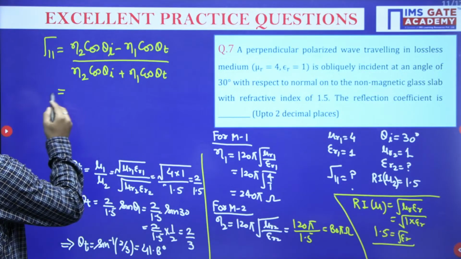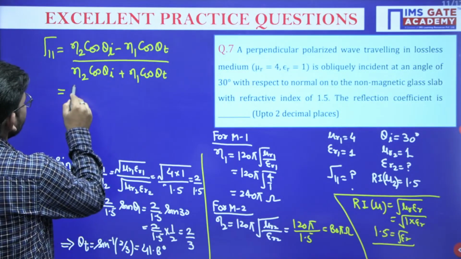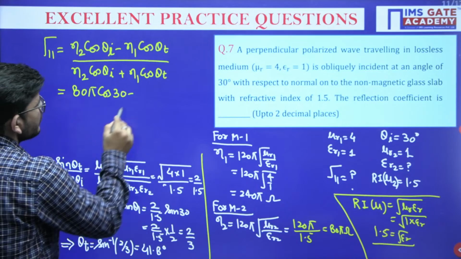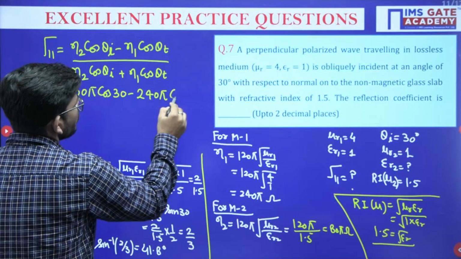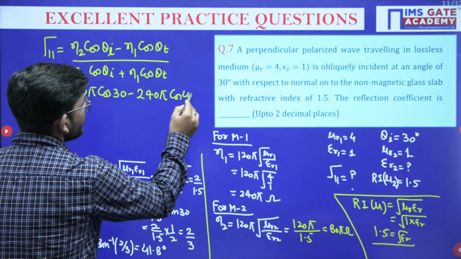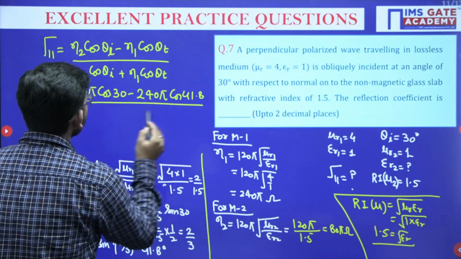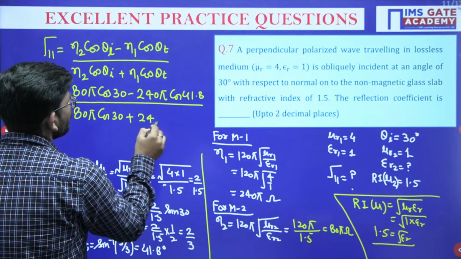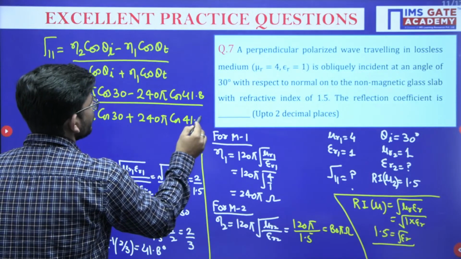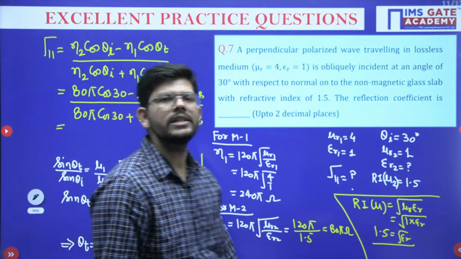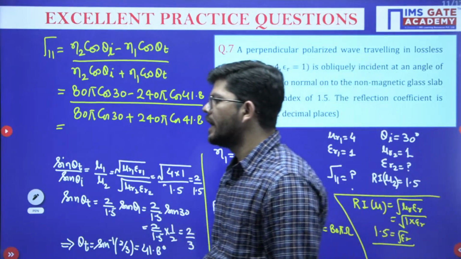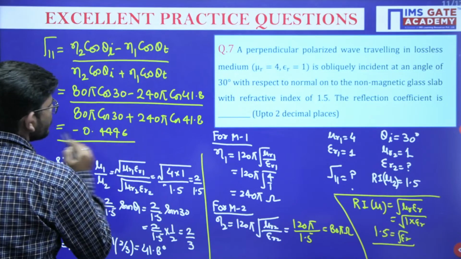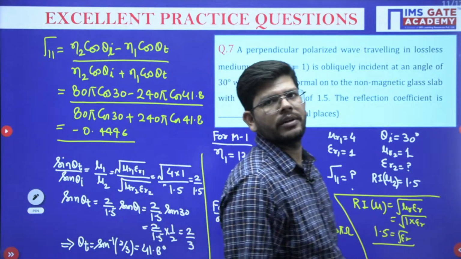Now guys, we have calculated all the things. What is eta 2? Eta 2 is 80 pi. Cos of theta i is cos 30, minus eta 1 which is 240 pi, cos of theta t is 41.8. Just repeat these quantities in the denominator as well: 80 pi cos of 30 plus 240 pi cos of 41.8. Now, you only have to solve this equation, and the answer that you will be getting is minus 0.4446. So that is going to be the answer.